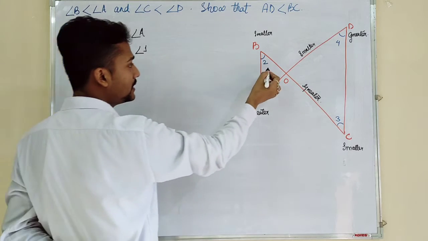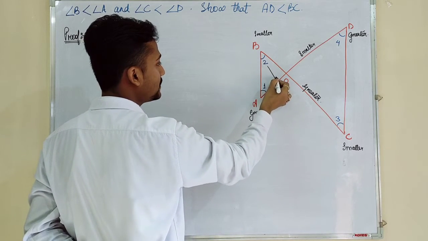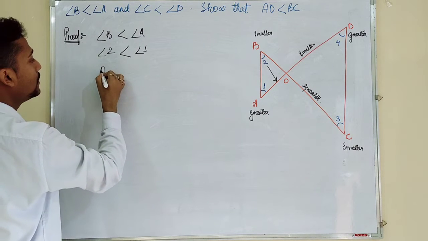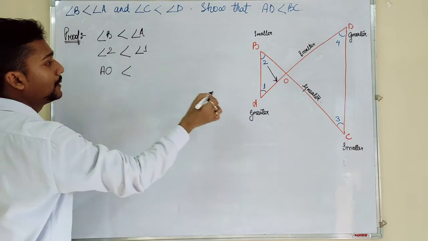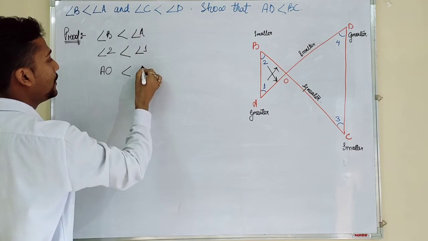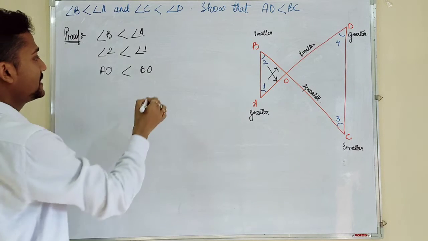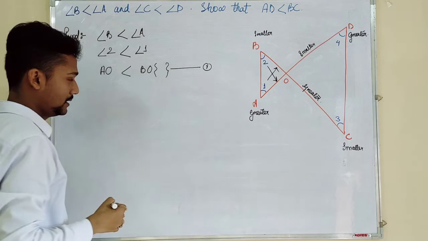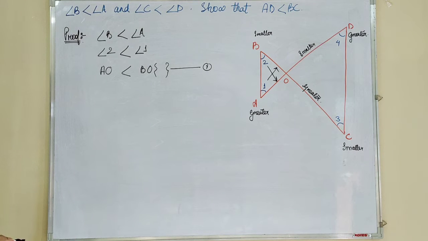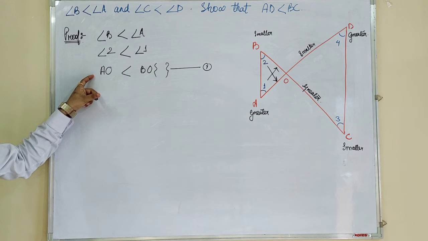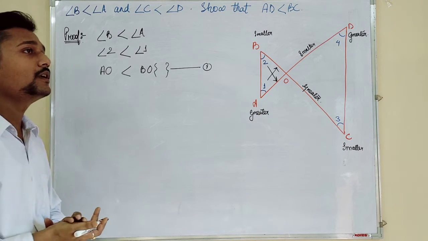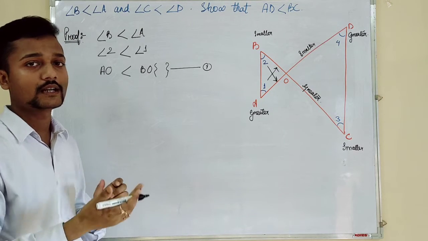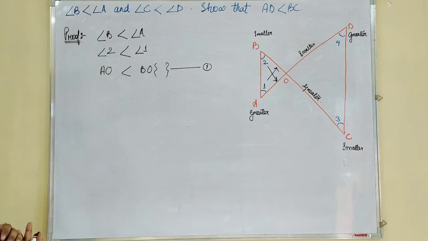So if angle 2 is smaller, then this particular part will be smaller. That means AO is smaller than BO. Mark it as 1. But before marking it as 1, you have to mention here how this is applicable. Which particular theorem is there? There is a theorem called: the angle opposite to the larger side is larger. That means the smaller will be smaller and the larger will be larger. So till this much we have done.